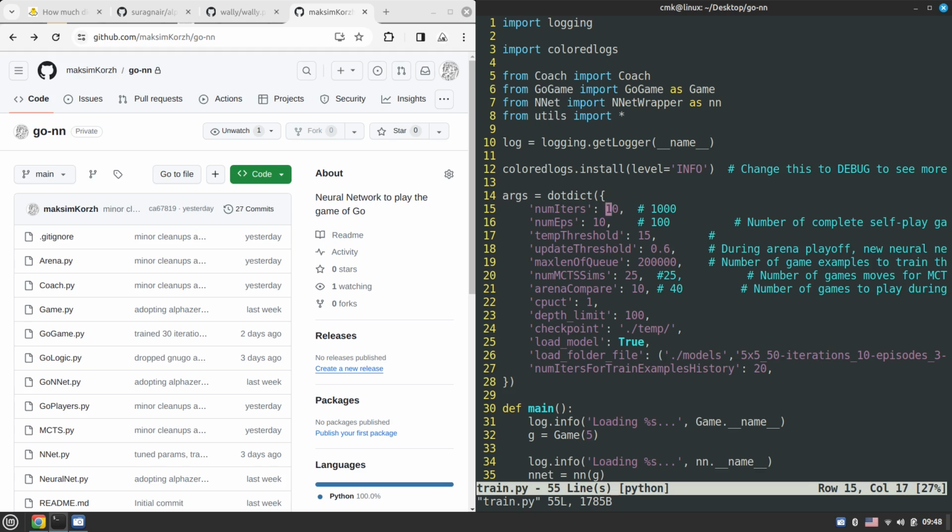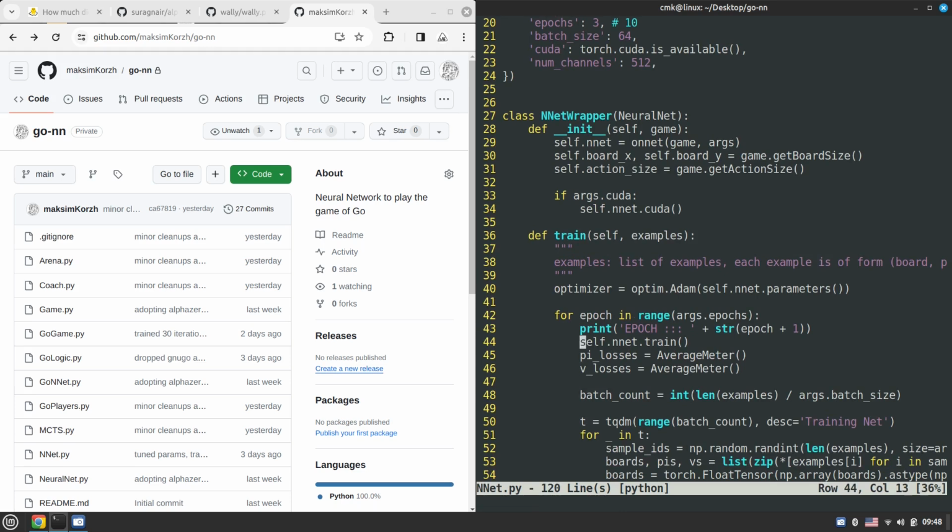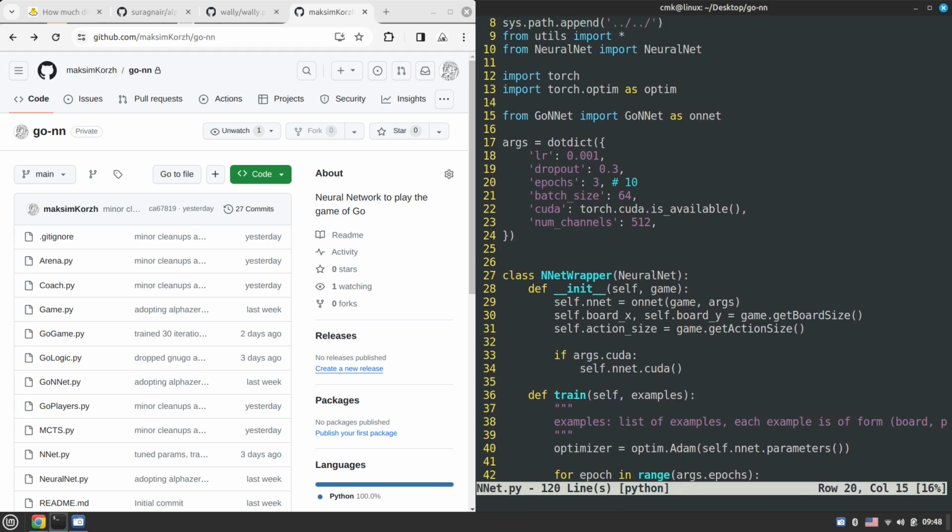So, number of iterations is 10, number of episodes is 10, and this number is quite interesting. I've been experimenting with hundreds, like they suggest, but with such big numbers, something goes wrong with the training process, and the neural network doesn't improve as nicely as it does when I only play 10 games per one iteration. So, one iteration, 10 games, right? And then the number of epochs I use to train the neural network is 3. So it plays 10 games, then it trains the neural network for 3 epochs.